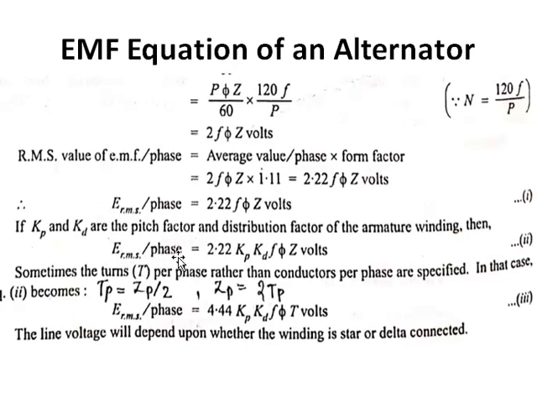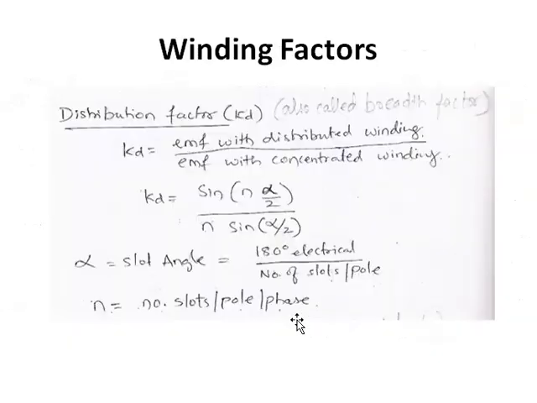E_RMS per phase is represented by this equation. So in today's problem, we are going to solve the problems. We will be using this equation, and if instead of number of conductors, number of turns are represented, each turn will have 2 conductors. That time the equation will become E_RMS per phase is equal to 4.44 Kp Kd f phi into T, where T is the number of turns.